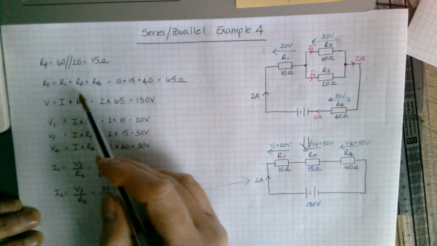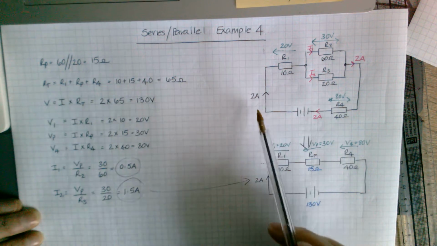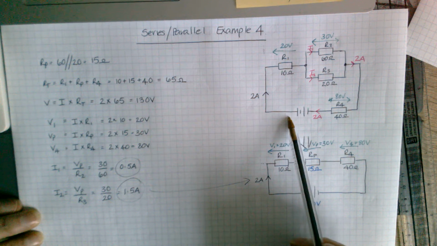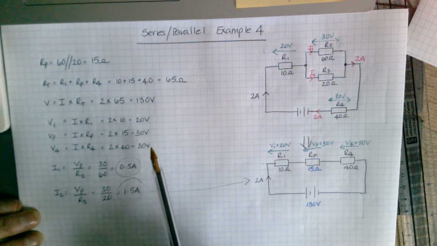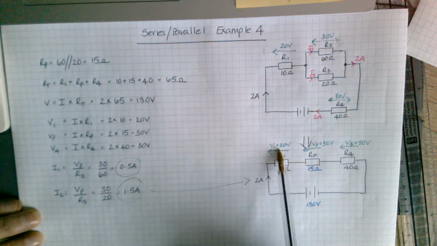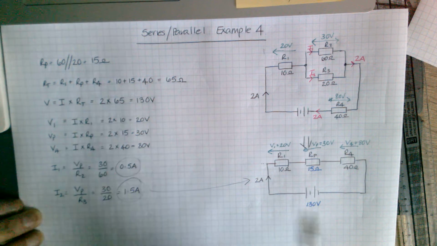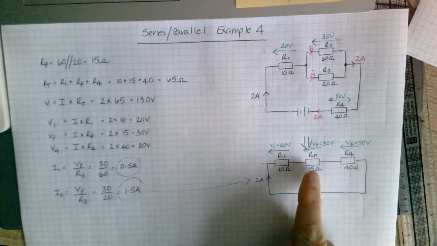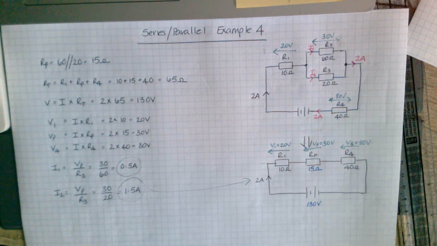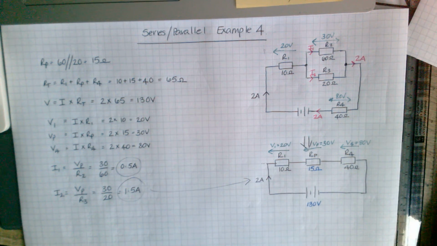So we've worked out what this total voltage is. We've worked out what all our voltages are for each section in series and what our resistances are for that wee parallel section in there. And that's our 4th example finished.